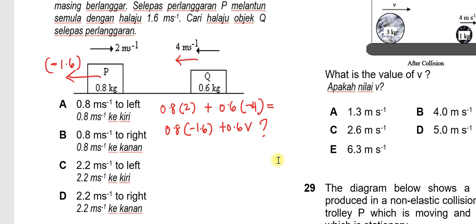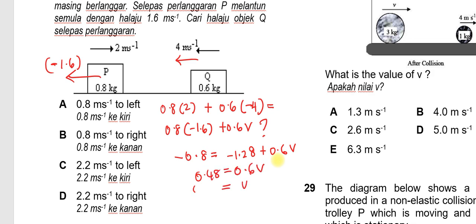So 0.8 times 2 is 1.6. 0.8 times 2 plus 0.6 times negative 4. I'm getting negative 0.8 is equal to 0.8 times negative 1.6 negative 1.28 plus 0.6v. So negative 0.8 plus 1.28. So kamu akan dapat 0.48 lah equal to 0.6v.